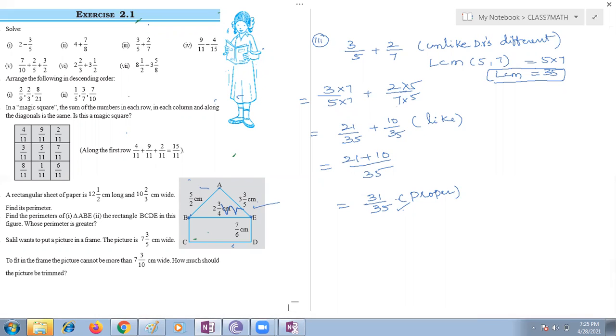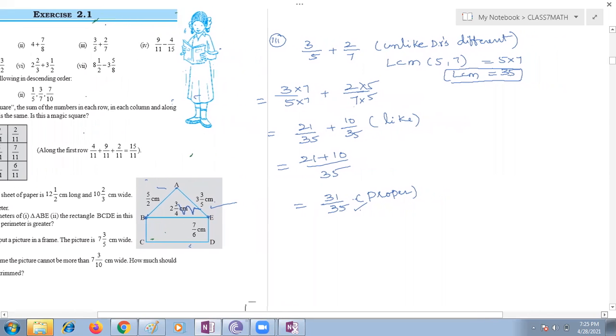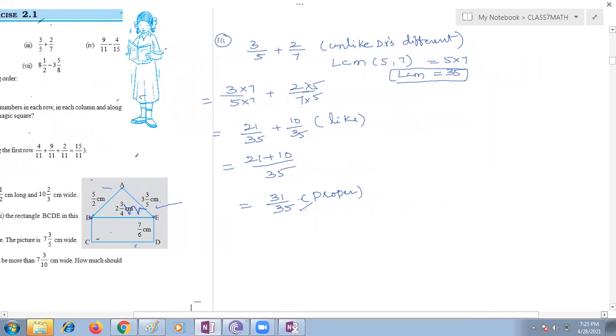Ma'am, is my fifth answer correct? No, Mahavir. Some silly error you made somewhere. Ma'am, is my answer correct? Yes, Raghav, you are correct. Harini also, somewhere in the denominator part, she wrote 10, but the denominator is 5.